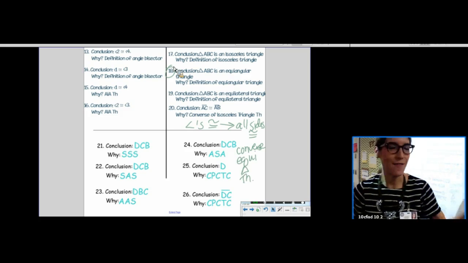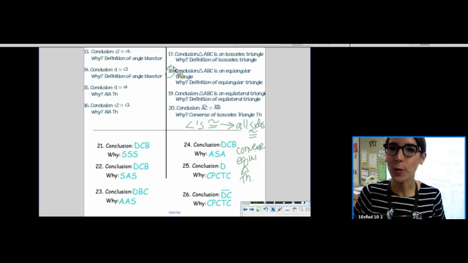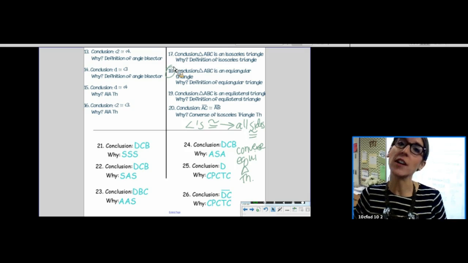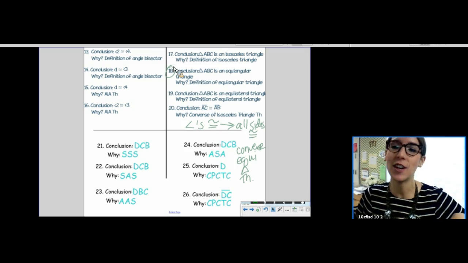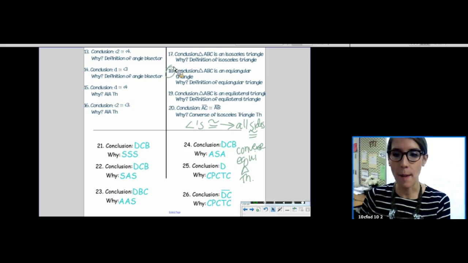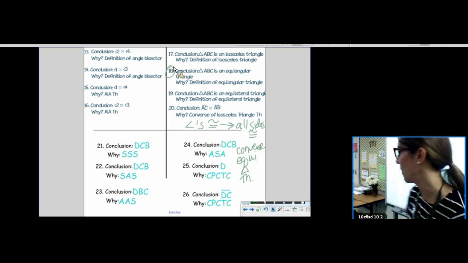The theorem says if all 3 sides are congruent, then all 3 angles are congruent. If you're going to go backwards and say all 3 angles are congruent, therefore all 3 sides are congruent, you just need to write the word converse before you write equilateral triangle theorem. Okay, if you're going to go backwards. 13 is so important, so let's look at that.